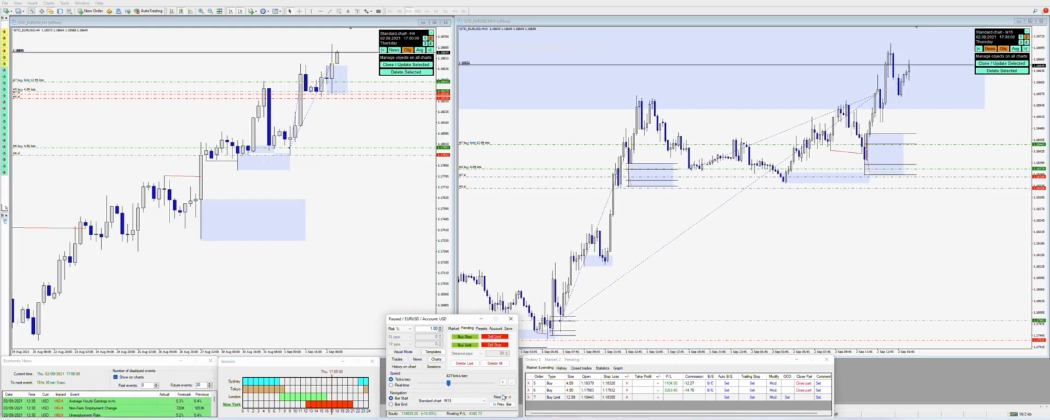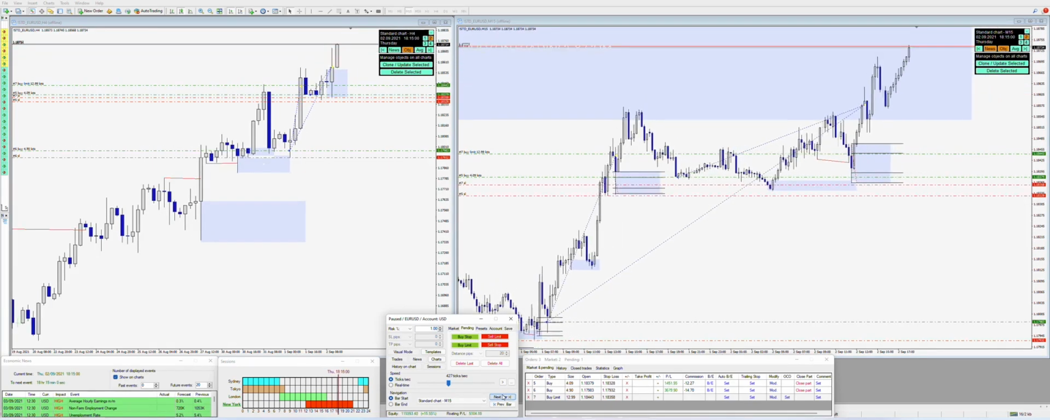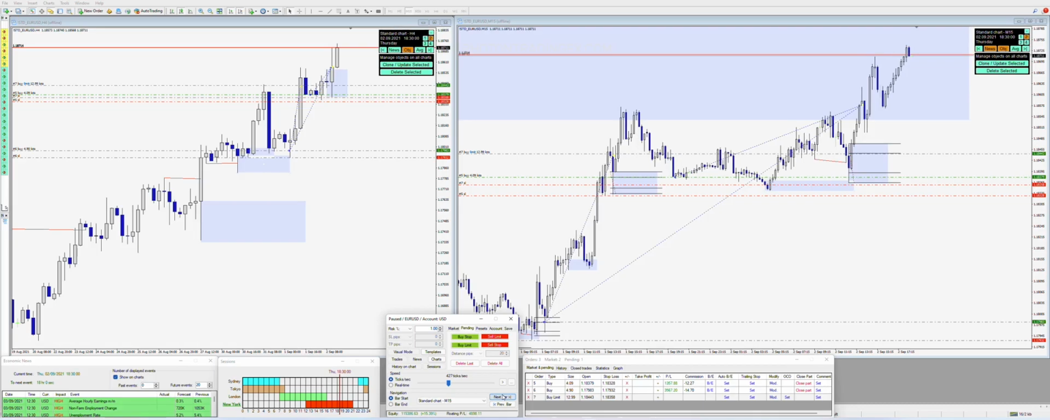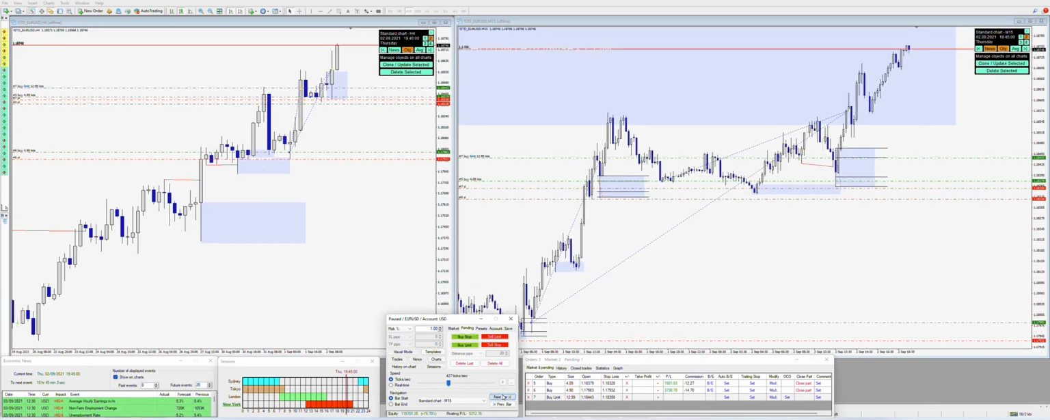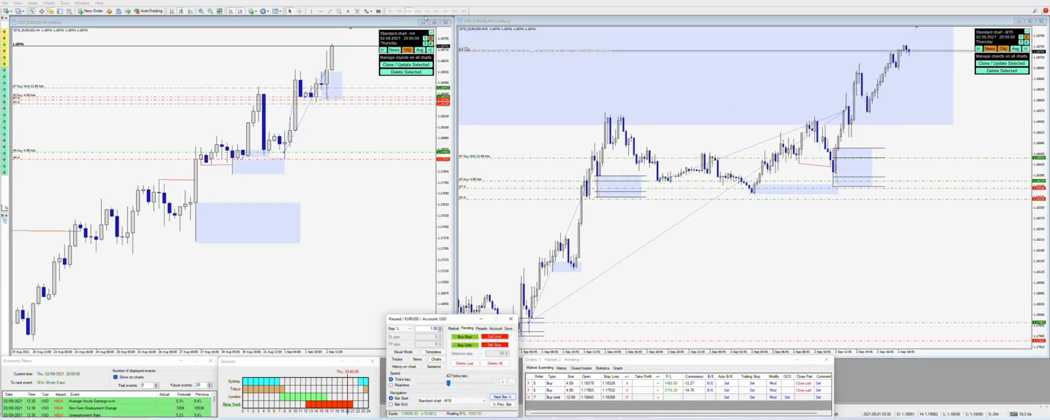Let's see if that holds. Okay, price is pushing a little bit higher, and we continued to the upside. So it's looking pretty good. Potentially we could look again at scaling in. Didn't quite come into that level. This would be our level here. Just going to delete this box. Cool.